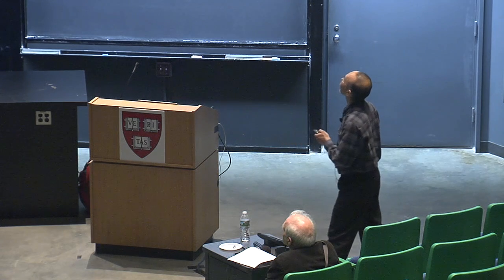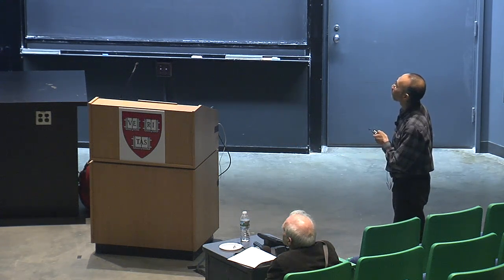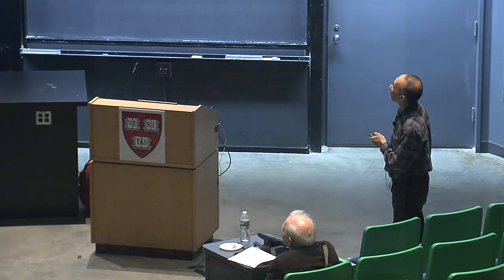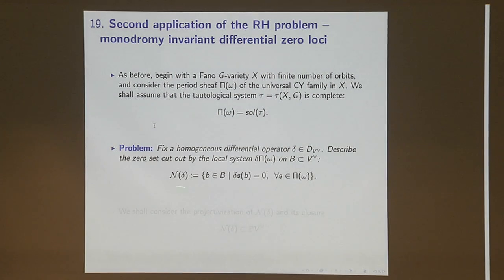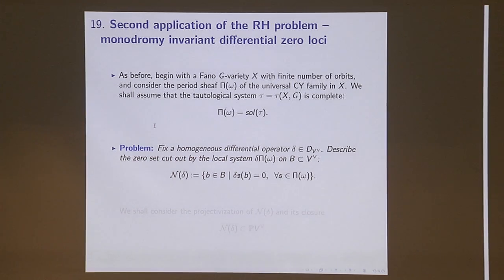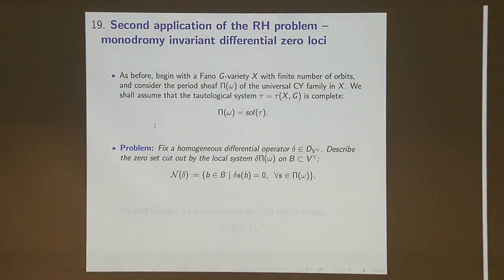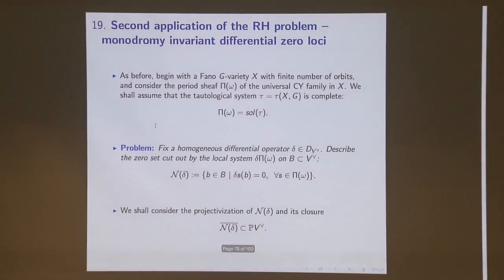So here's the problem. I fix a homogeneous differential operator in the Weyl algebra. I'm interested in describing the zero set cut out by the local system by simply taking the derivative and applying it to this period, this local analytic function over the base of my family B, okay? So this is a local system, so it makes sense to talk about their zero set, right? And because this is a local system, this set is actually monodromy invariant. Okay. So what can I say about this set? So in general, not much.